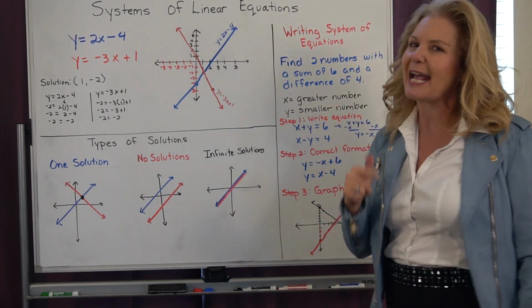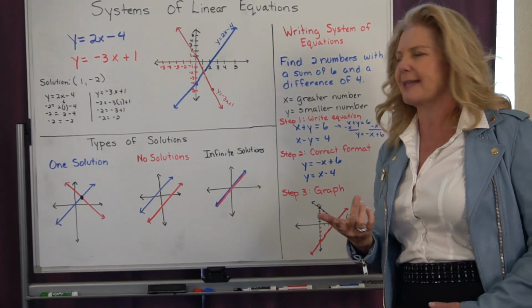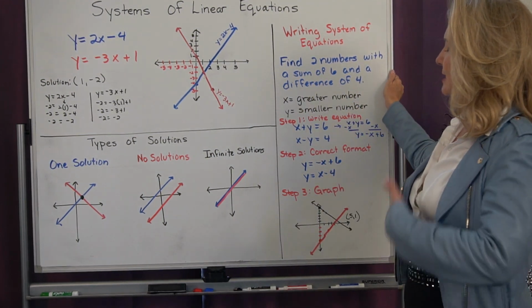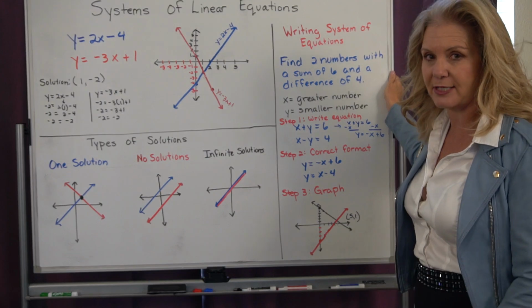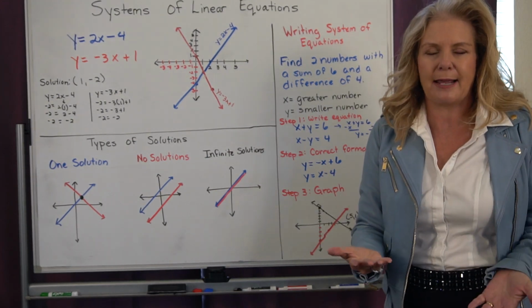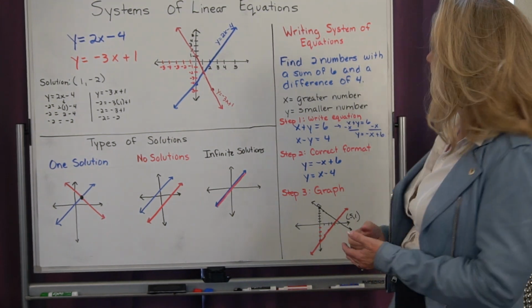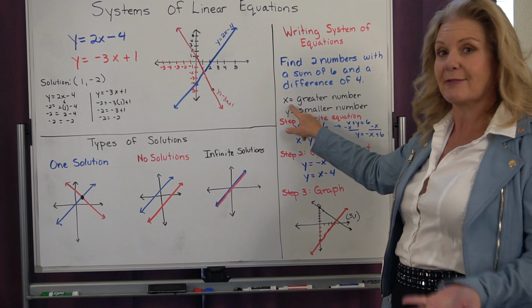So sometimes they're going to ask you to write the system of equations. So they're going to give you something like this. Find two numbers with a sum of 6 and a difference of 4. And that's all they give you. Well, I have to create my x and my y, and I have to create that linear equation. So I just know I have to have x or y.